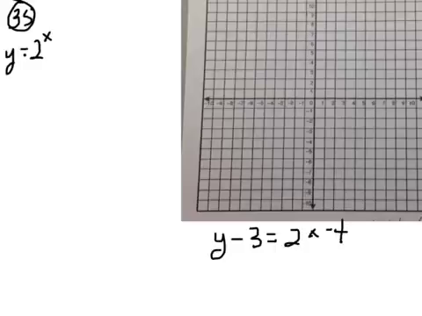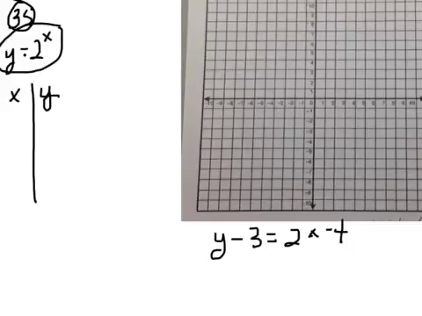Now 35 is going to be a similar thing to 33. It's just a little bit more involved. If I look at this as the parent function of y equals 2 to the x power, the parent function of all exponential equations that have a base of 2, I can pretty easily graph it by making a table of values. And usually we pick -2.